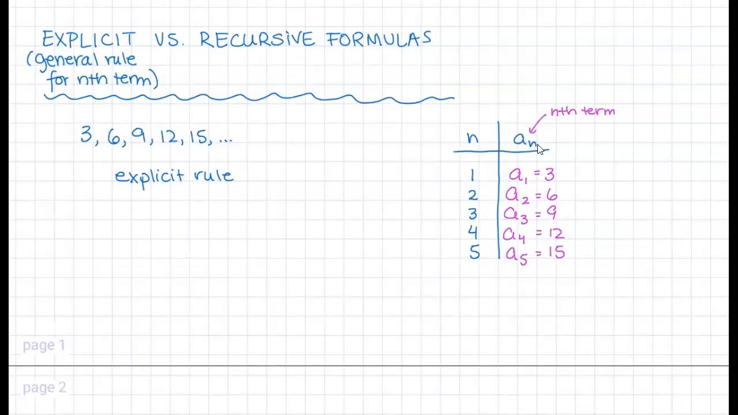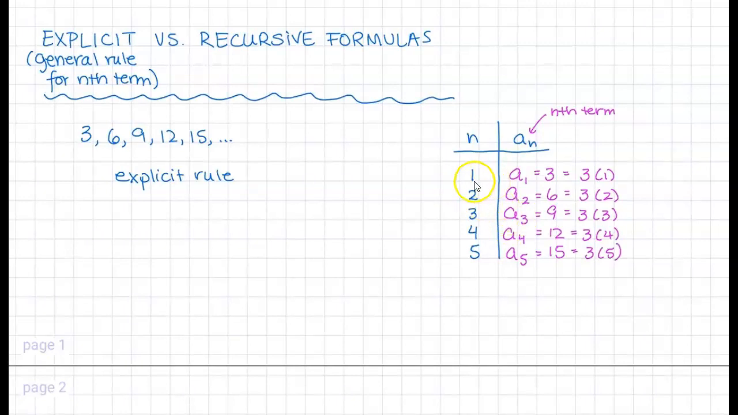So what you're going to want to do, if it's not obvious to you, is try to find a way to rewrite these using the 1, 2, 3, 4, 5. And in this case, it's pretty easy. 3 is the same thing as 3 times 1. 6 is the same thing as 3 times 2. 9 is 3 times 3. 12 is 3 times 4. 15 is 3 times 5.